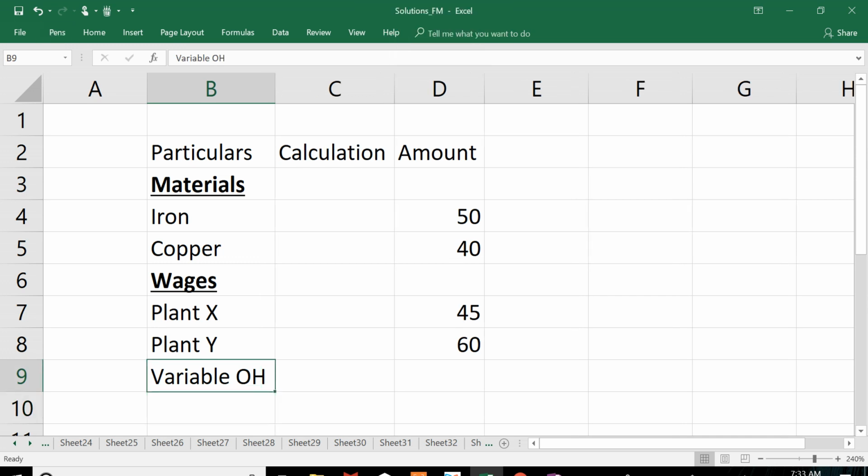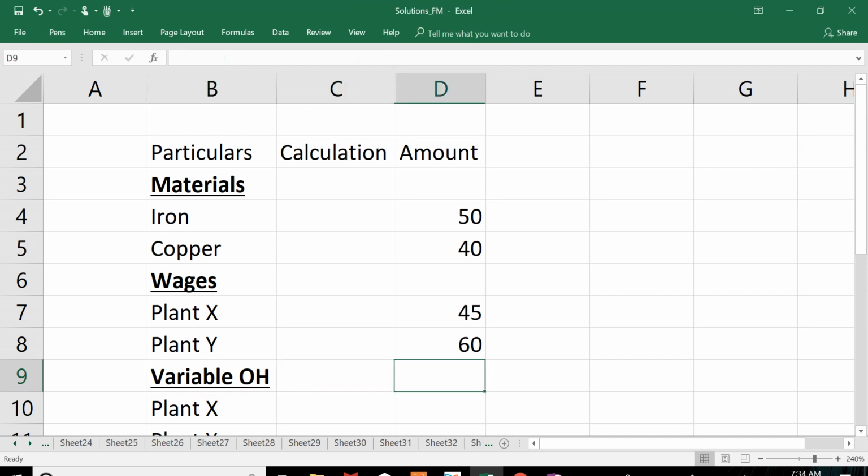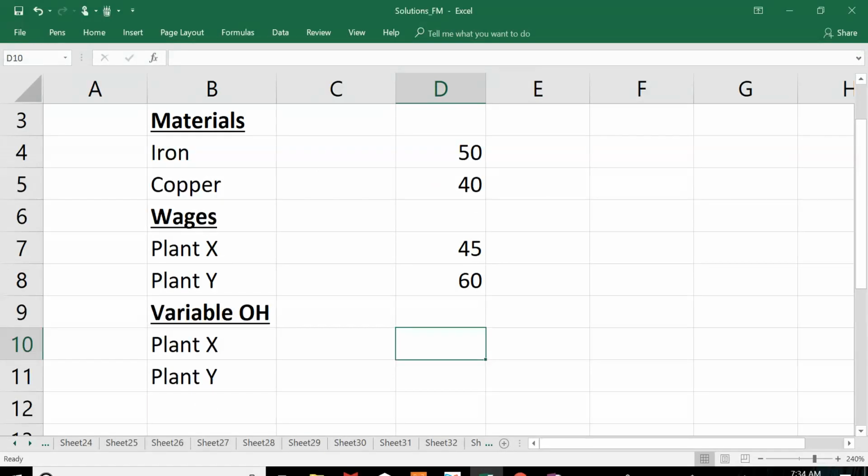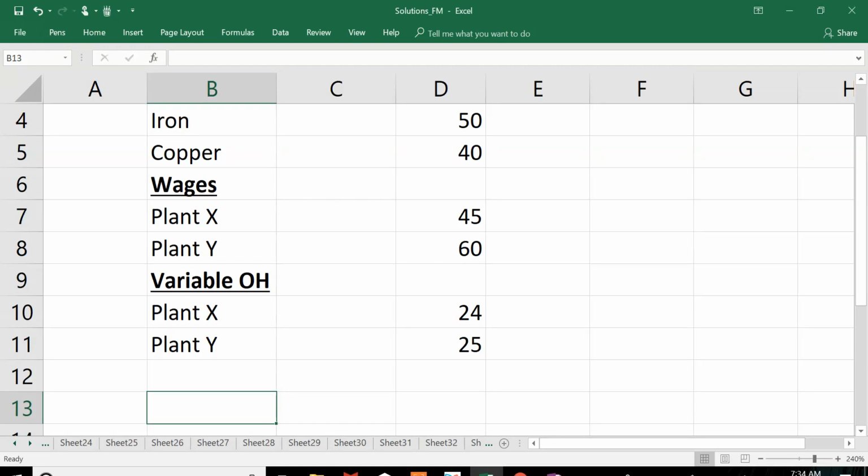Let's first capture all the variable cost. Plant X and plant Y. Read it carefully and do this calculation. Plant X and plant Y, variable overhead. 8 into 3, for 8 per hour in plant X. So 8 into 3 hours, and plant Y is 5 into 5 hours. 8 into 3 and 5 into 5. So 24 and 25.